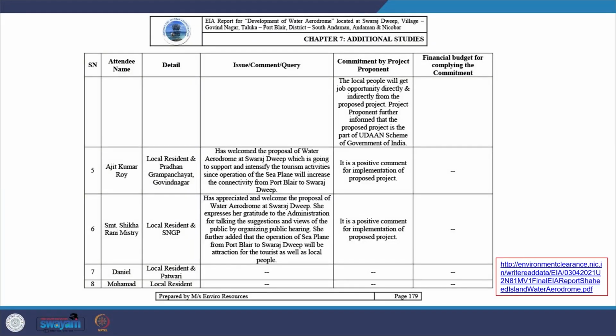Like you can see Ajit Kumar Roy, local resident and Pradhan. He has welcomed the proposal of the water aerodrome, and it is going to support and intensify tourism activity, and operation of the seaplane will increase the connectivity of Port Blair to Swaraj Dweep. So it was a positive comment which has been documented here.